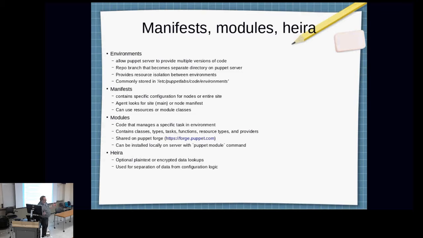data. The manifests are agent specific, or node specific, or site specific. So those are where you define what a node should look like. It should have an Apache web server. Maybe it's going to include the Apache profile, or it's just going to include the class Apache to get all the Apache configurations.